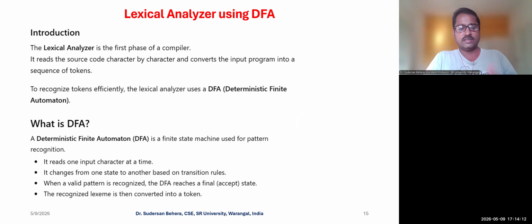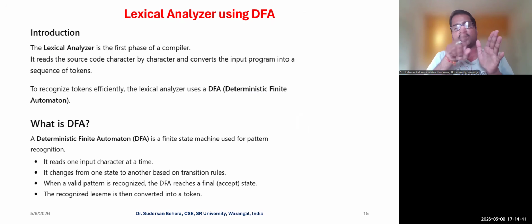It reads one input character at a time. It changes the state only one state at a time, from the present state to the next state. The next state can also be the old state sometimes. So it changes from one state to another based on the transition rule. When a valid pattern is recognized, the DFA reaches the final state.